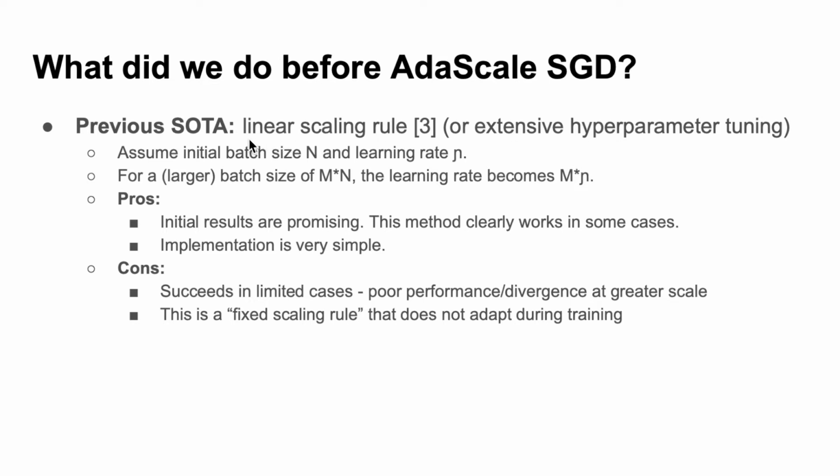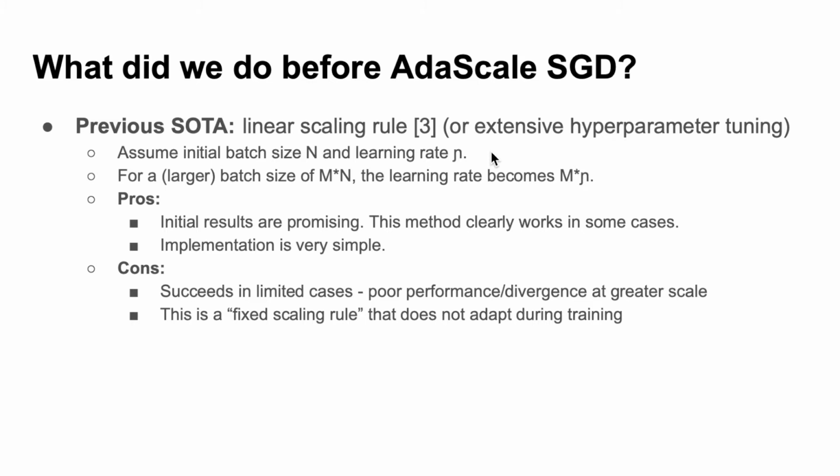The other accepted, widely used rule was the linear scaling rule, which was proposed in the paper seen here. Basically, what the linear scaling rule does is assume that you have an initial, smaller batch size n and a learning rate nu. If you scale up to a larger batch size, say you scale your batch size by a factor of m, then you would scale your learning rate by the same factor m. So as you scale up your batch size, you just scale your learning rate by the same factor.